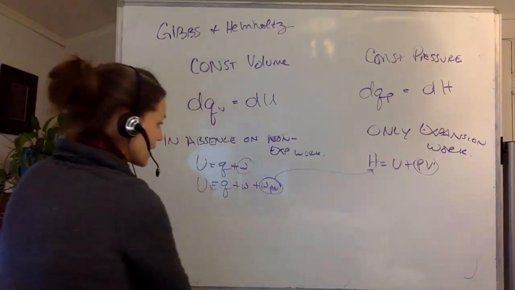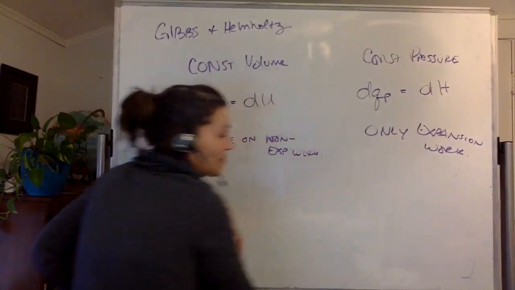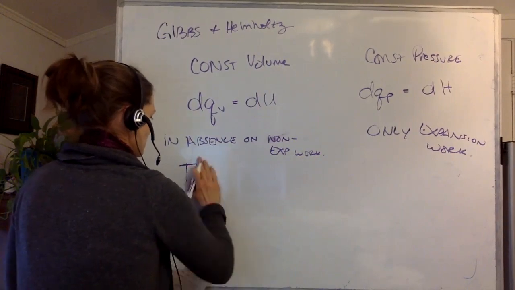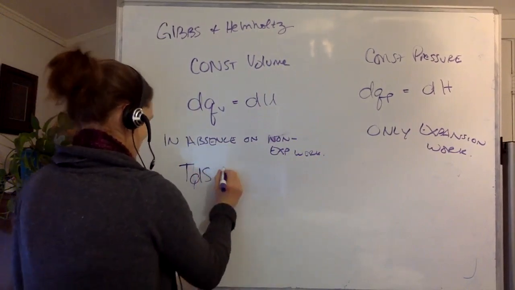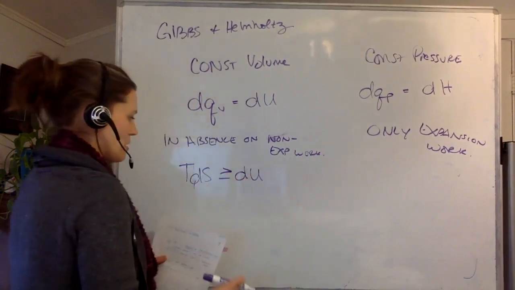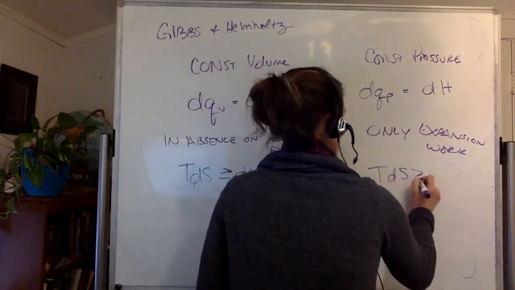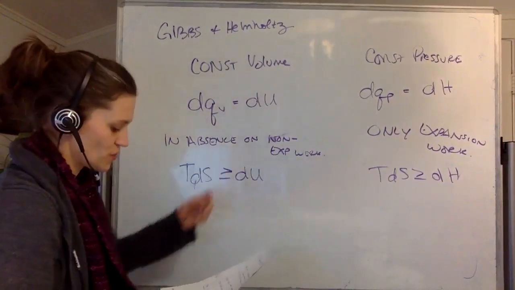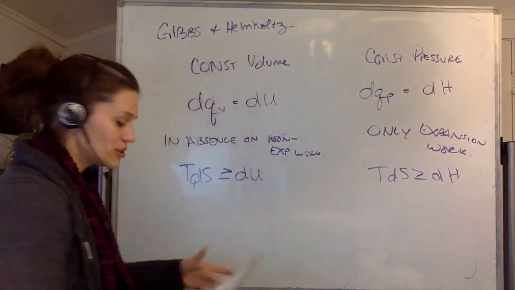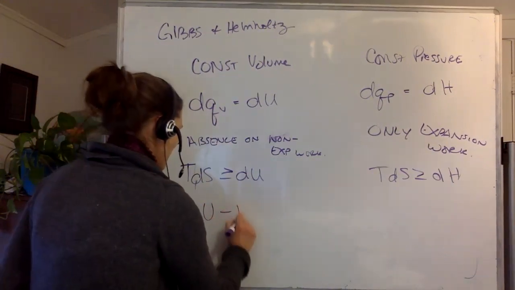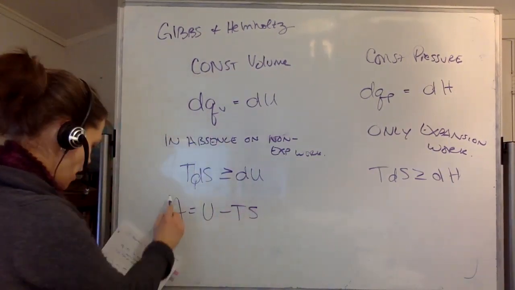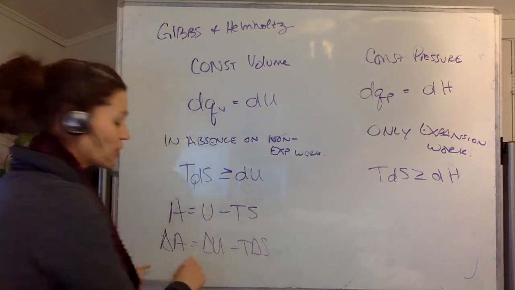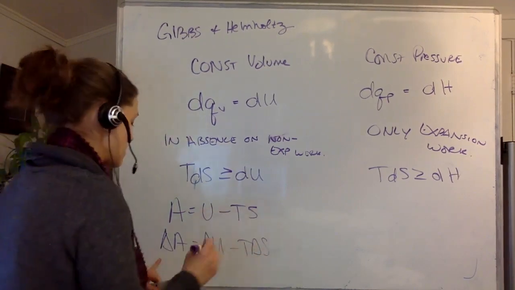Okay, so let's go back then. That was an aside. Here, I've got T dS is greater than or equal to dU. And then here I've got T dS is greater than or equal to dH. So this is for expansion work and this is for non-expansion work. For internal energy, constant volume, A is equal to U minus TS. And again, this is the Helmholtz energy, where you can have delta A is equal to delta U minus T delta S for a constant temperature system, or a constant temperature process.